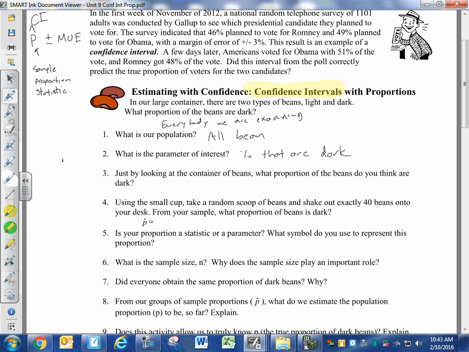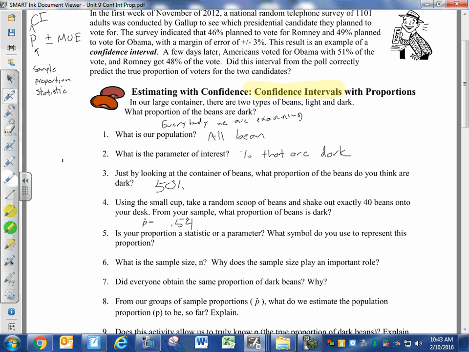Just by looking at the container of beans, we thought it was around 50%. We went through and we took a sample. We found it was about 52% using Ms. German. What was your samples? 54%.